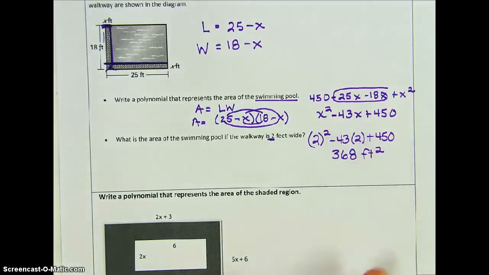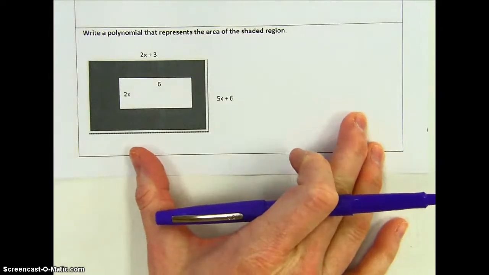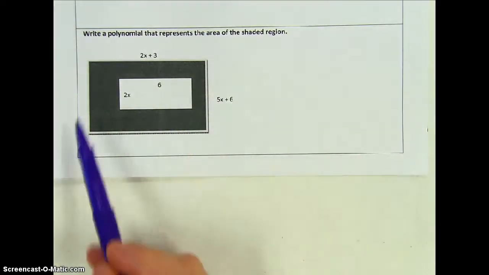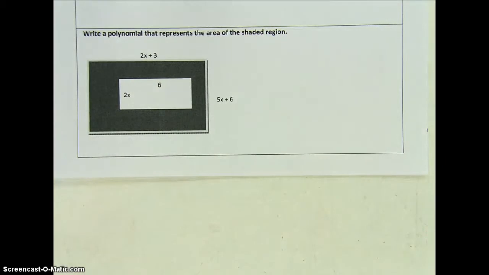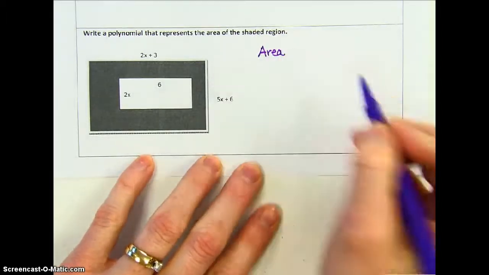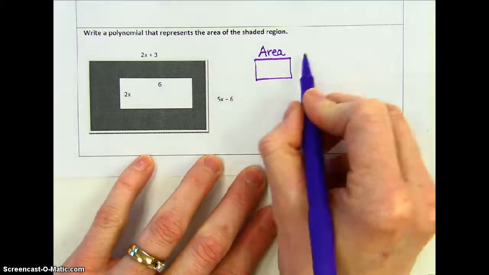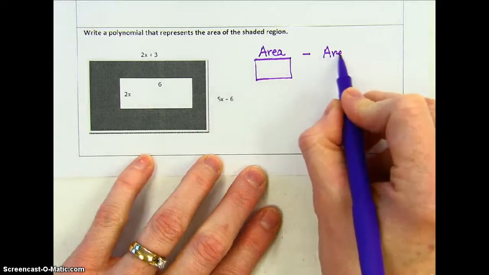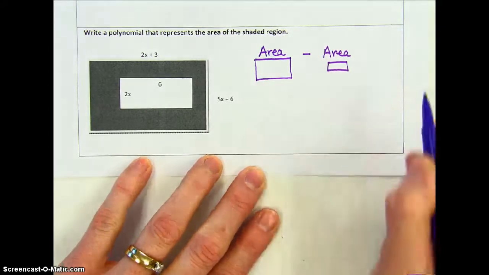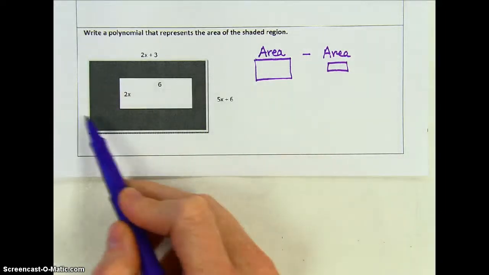Now, for the last application, it says write a polynomial that represents the area of the shaded region. Now look at this picture. You basically have a larger rectangle with a smaller rectangle, and we're only doing the shaded region. So this is the plan that we need to use. We need to do the area of the big rectangle, subtract out the area of the little rectangle. So that's going to be our plan to solve this problem for just the shaded region.